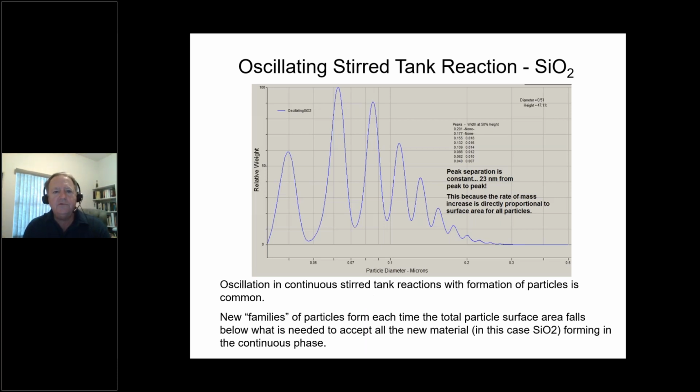Okay, here's an interesting example. This is a stirred tank continuous reaction. This was a company that was precipitating SiO2 out of solution, continuously adding all the raw materials to a stirred tank, and they expected a broad single peak distribution, and they got, in fact, 13 peaks, I think. And what was happening is that, like many stirred tank reactions, this was an oscillating process where particles were forming only when the total surface area available in the reacting mass became too low to accept what was being formed, and then new particles would form. Each time a new family of particles formed, a new peak was formed. And you can see that the peak starts small, it grows, and then finally diminishes as it washes out of the reactor. I found this very interesting because I had seen the same thing in many kinds of continuous reactors.